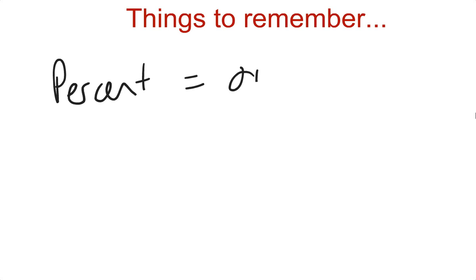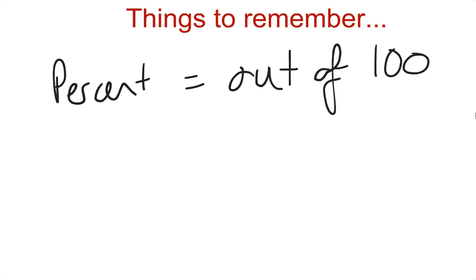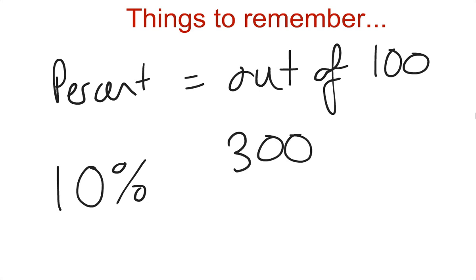Now, before we start, there are a few things you need to remember. The first thing is that percent means out of 100, and the second thing is, in order to calculate 10% of something, let's say 10% of 300, you just divide it by 10. So 10% of 300 is 30.